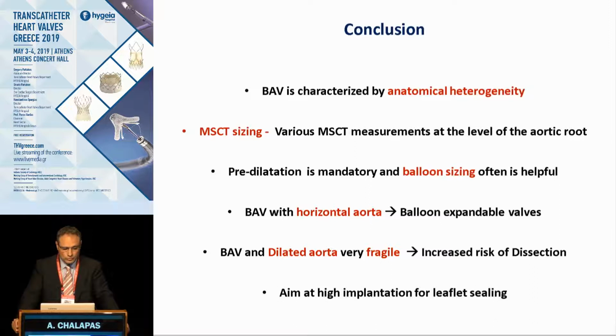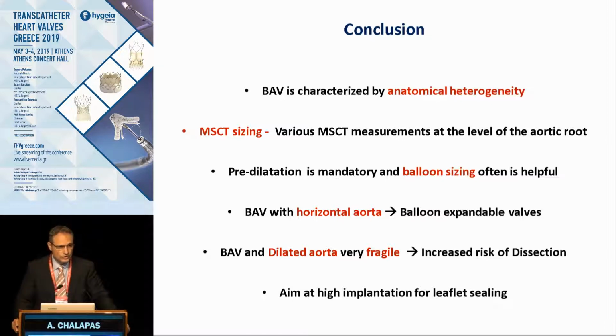So, in conclusion, we can say that the bicuspid valve is not such a rare situation. It is characterized by morphological and anatomical heterogeneity. The CT is the gold standard in order to evaluate the anatomy at different levels of the aortic root. The balloon sizing is an important step during the annulus sizing procedure.